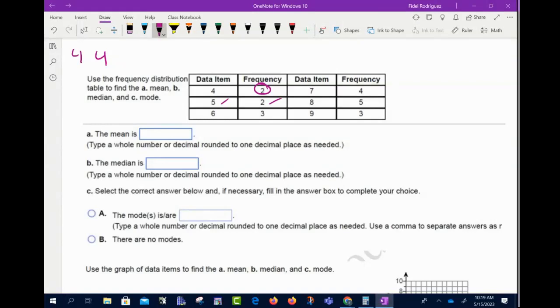Then the next number is what? 5. How many times are we going to write down the number 5? Good. 1, 2. Okay. How many times are we going to write down the number 6? 1, 2, 3. Okay. How many times are we going to write down the number 7? 1, 2, 3, 4. How many times are we going to write the number 8?